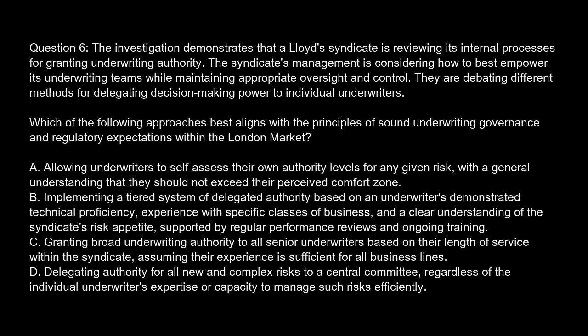Option C. Granting broad underwriting authority to all senior underwriters based on their length of service within the syndicate, assuming their experience is sufficient for all business lines. Option D. Delegating authority for all new and complex risks to a central committee, regardless of the individual underwriter's expertise or capacity to manage such risks efficiently.